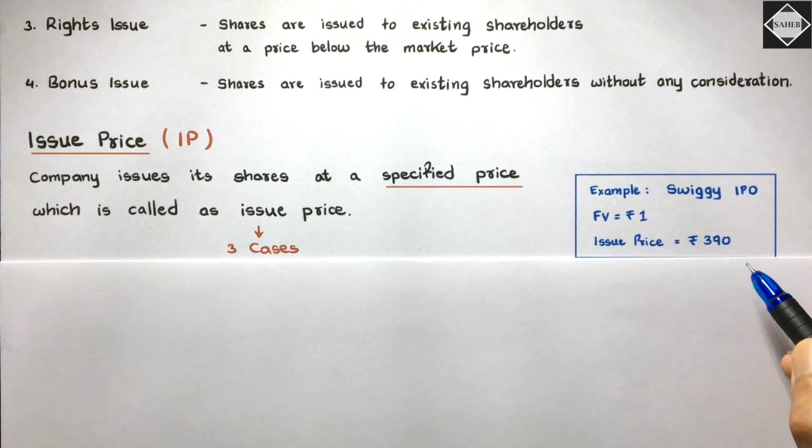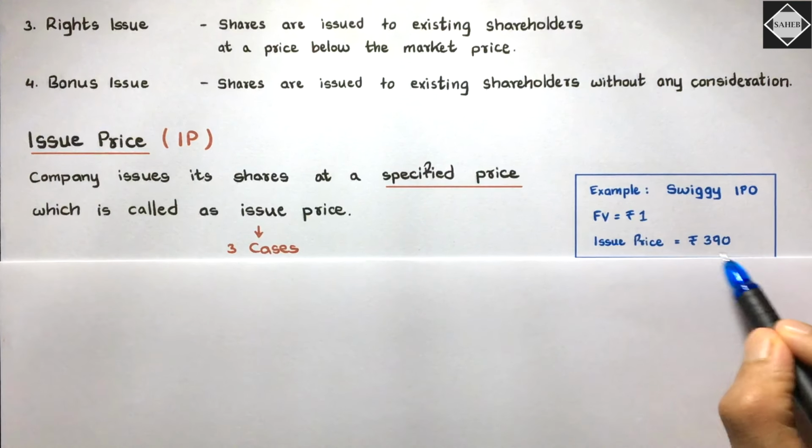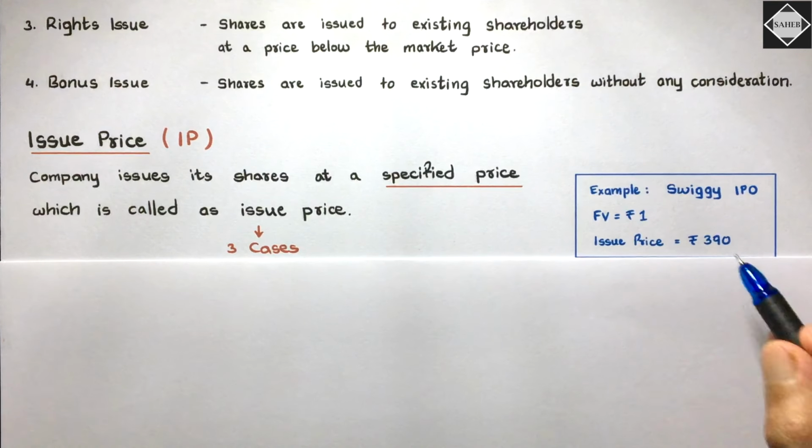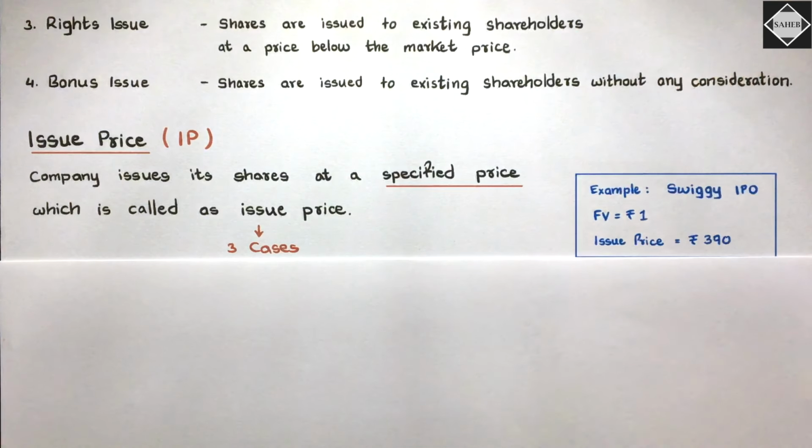Now you will be surprised. 390 rupees, such a big number compared to face value. Yes, such a big number. Now you have to understand. Let me ask you one question.